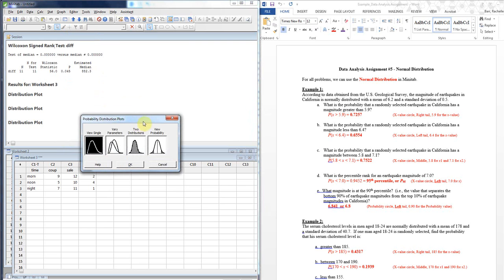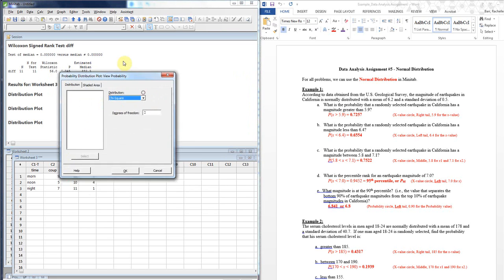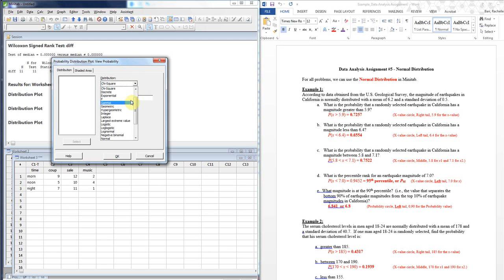So I'm going to go to probability distribution plot, choose probability view, hit OK. And oops, this is on the wrong distribution. So I'm going to need to change this to the normal distribution. And it asks me for the mean, which I know to be 6.2, and the standard deviation, which I know to be 0.5. You don't need the 0 there, but I like to put it in to make sure I've got my decimal in the right place.